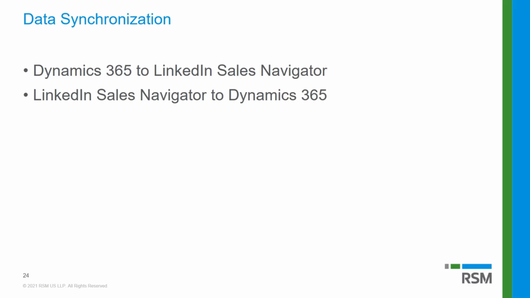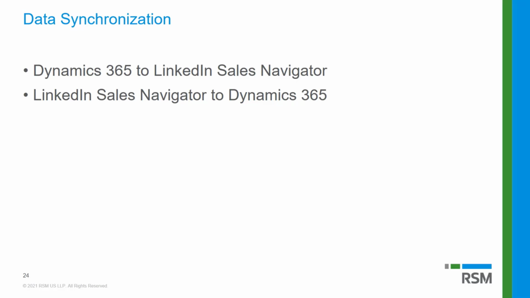All right, now let's talk about the data that's going to be synchronized from the one application to the other one. We just saw that we can set up that synchronization bi-directional in Dynamics 365 and in LinkedIn Sales Navigator. So let's talk about what's actually being pushed over. I'm going to start with what will be synced from Dynamics 365 to LinkedIn Sales Navigator.